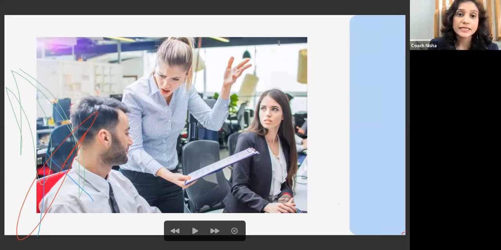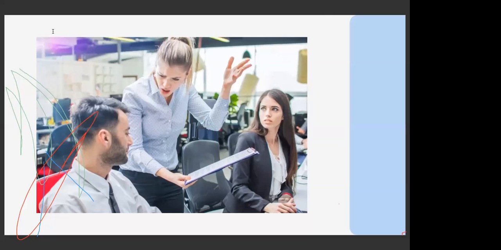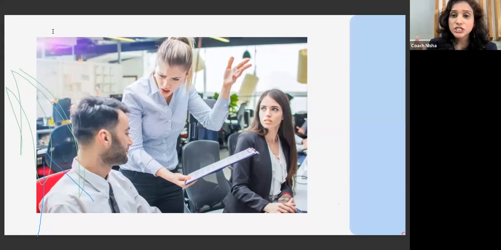Now look at the lady standing, who probably is his senior. What is it that you perceive from her body language? What is the emotion that she is passing through? She's angry, she's frustrated, she's shouting. Okay. So shouting is there, but what is the emotion? Aggression, anger.